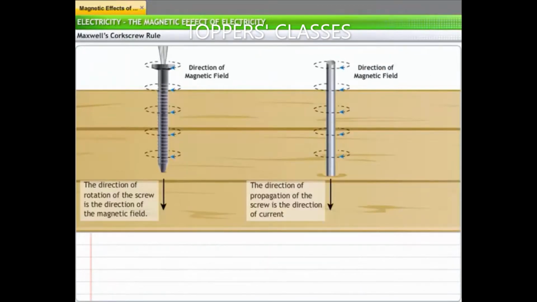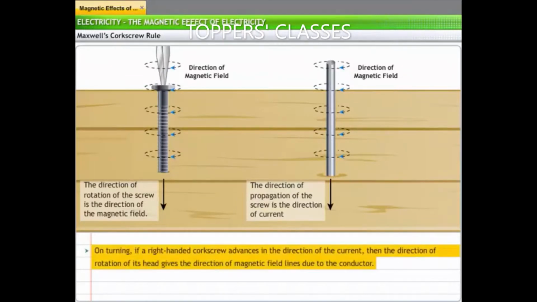This rule is also called Maxwell's corkscrew rule. Consider a right-handed corkscrew kept parallel to a current-carrying conductor. On turning, if the screw advances in the direction of the current, then the direction of rotation of its head gives the direction of the magnetic field lines due to the conductor.